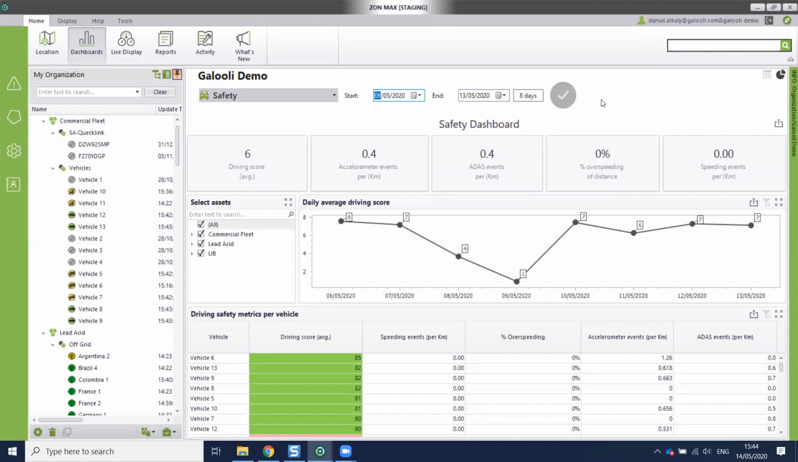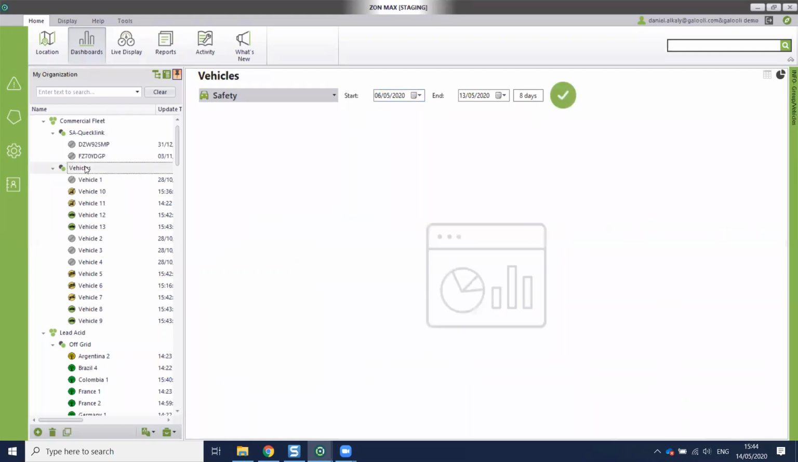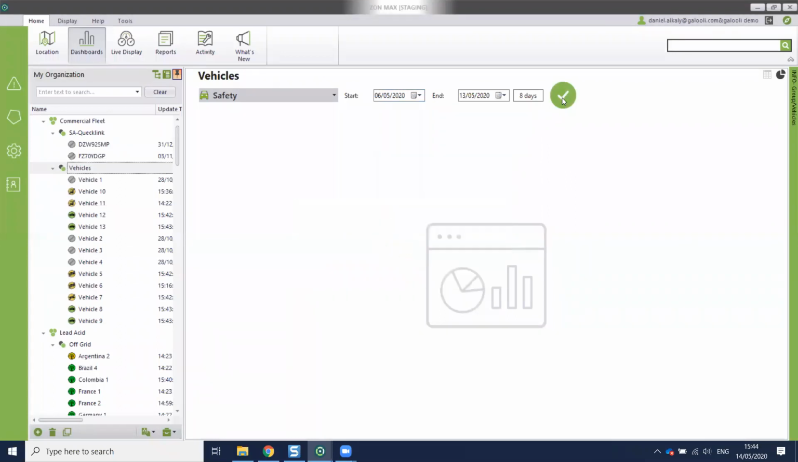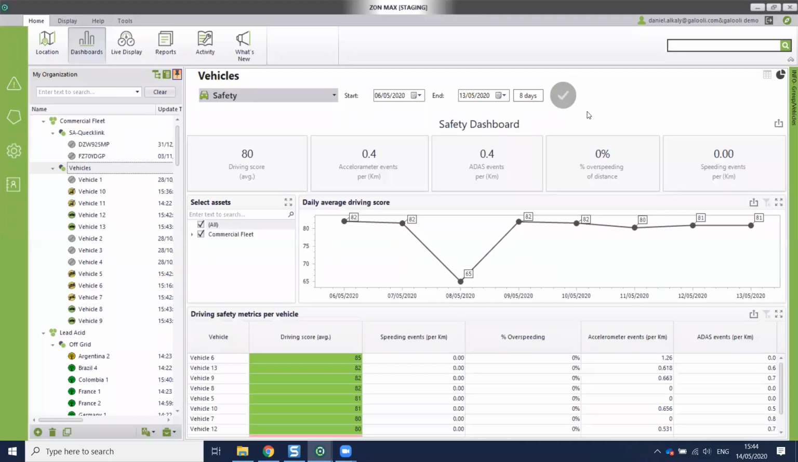We have the vehicle's driving score. One second. Let me run this again real quick because it seems like the score is off. Yeah, it seemed to be something weird there.